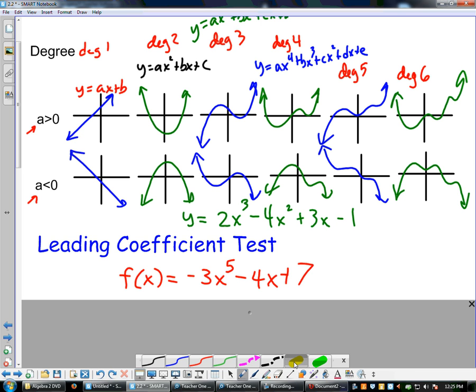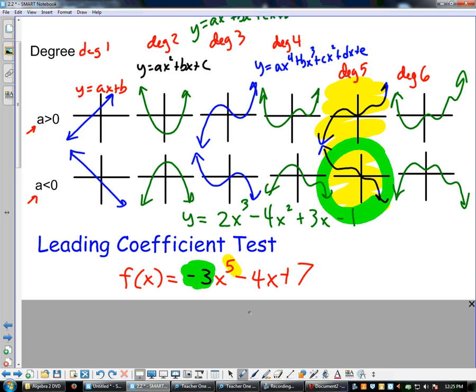So I want you to notice that this is a degree 5, so we're talking about these pictures here, right? You with me? And the leading coefficient is negative, so that means we're really talking about this picture right here. So it should start high and end low. So our leading coefficient test will say it starts high and ends low.